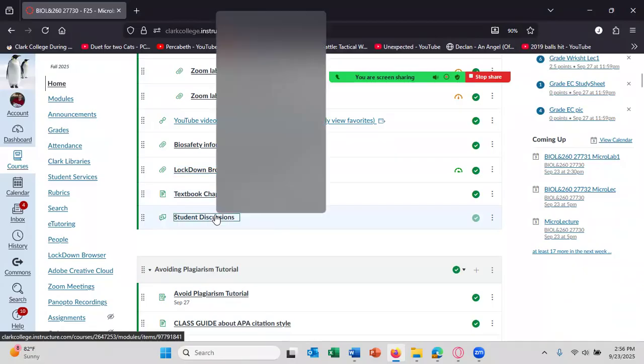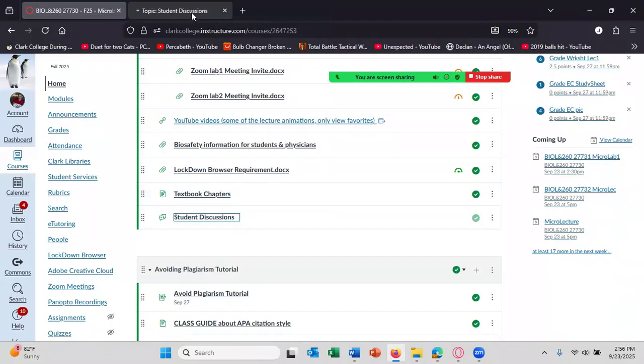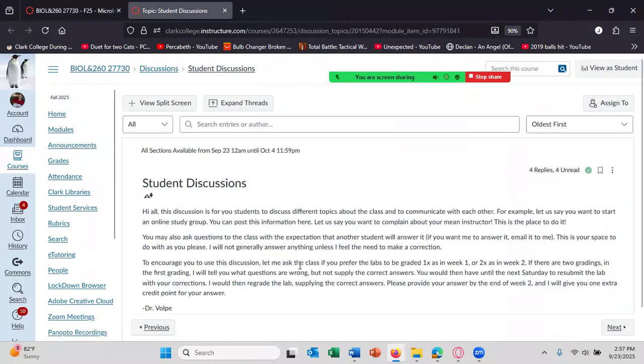And then a link for student discussions. This is something a student gave me for an idea for the students to discuss about the class. I won't ever look at this generally, and I won't make corrections unless somebody has asked a question and a student has given an incorrect answer, in which case I will take a look at it and say, well, that's not correct, and I'll put up the correct answer. If you want an answer from me, you should email me directly.